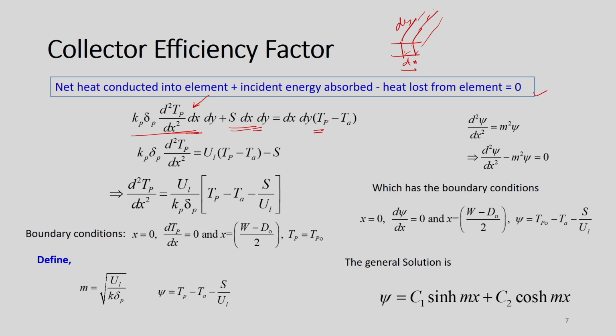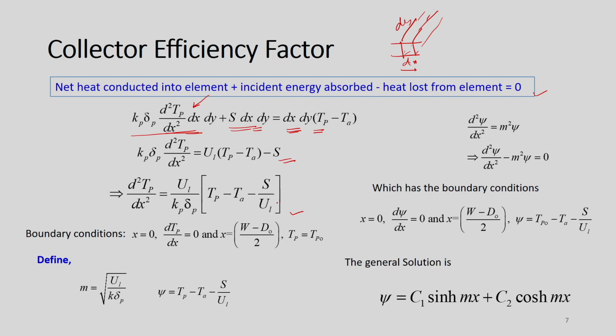So, here we are using Tp instead of Tpm. Okay. Let us say plate temperature, we are not using m here, and Tp minus Ta multiplied by dx dy is the area, right. So, if we divide the entire expression by dx dy, our expression will be something like this. Okay. And again we can simplify further. So, d square Tp by dx square will be something like this. Okay. Because UL by Kp dp, and then if we take UL outside, then this will be Tp minus Ta minus S by UL. Okay.